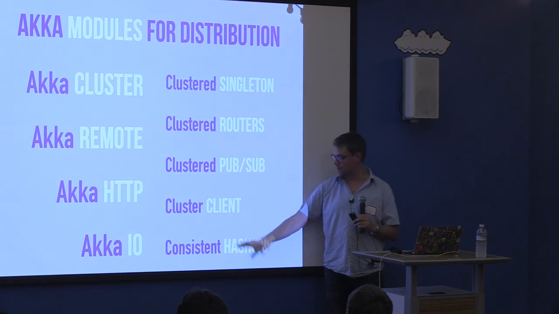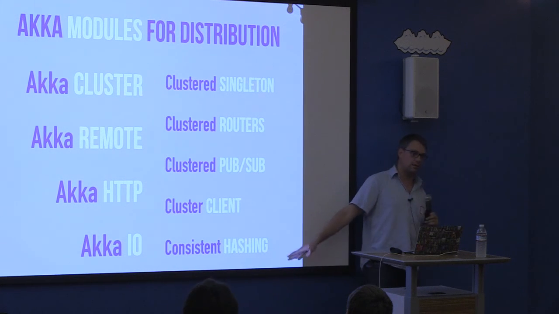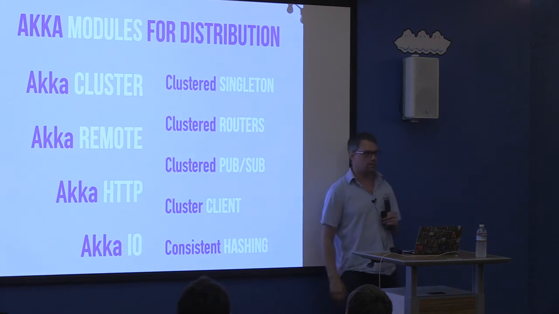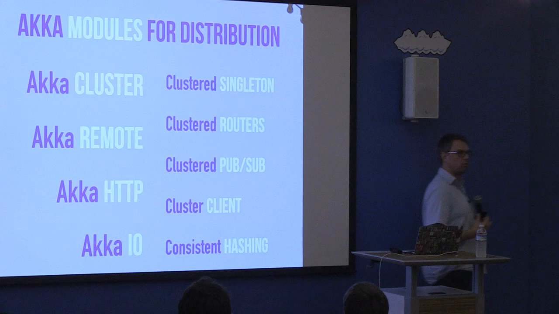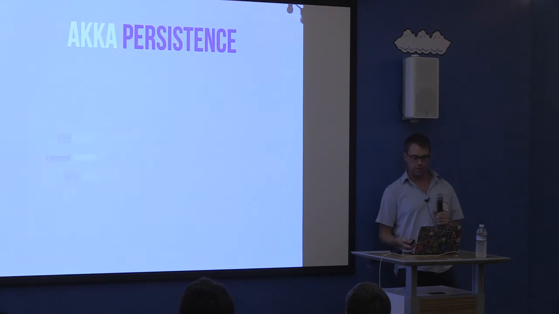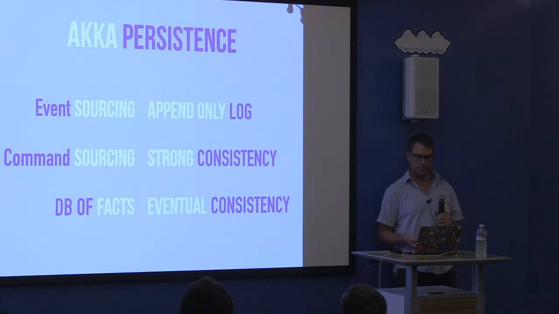We also have a model for consistent hashing. That's actually a clustered router that has an algorithm for consistent hashing. So we can bring that in there as well. So Akka persistence, I think I'm just going to skip.